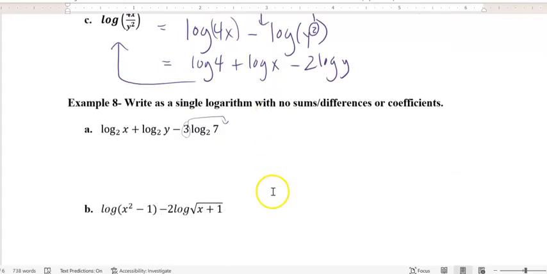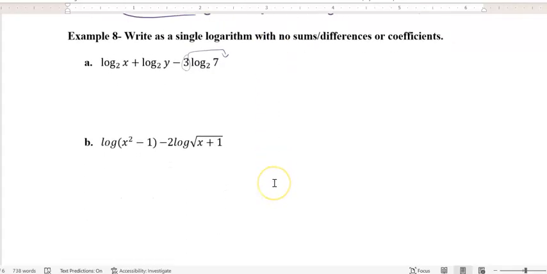All right, so let's see. First thing I got to do, I got a plus, I got a minus. I know I'm going to have a product, and here I'm going to have a quotient. But first, I always got to deal with the coefficients and make them exponents, because they're going to mess up my ability to make this a quotient. So step one would just be to make that 7 cubed.